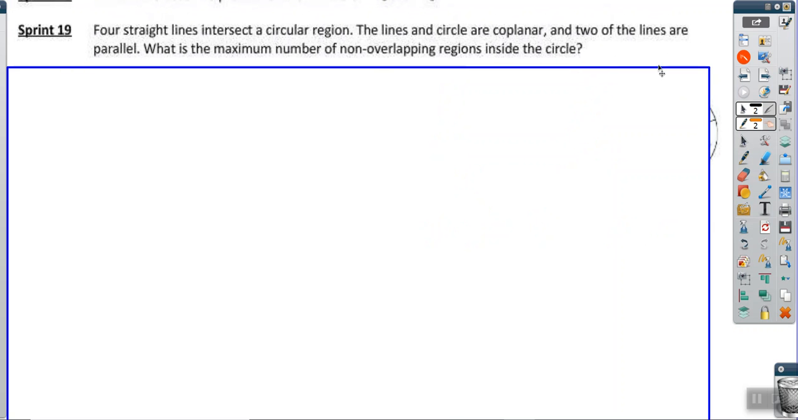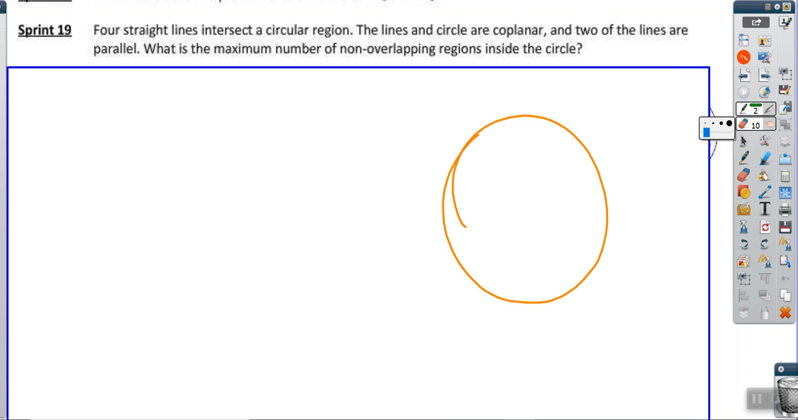All right, 4 straight lines intersect a circular region. So before I do anything else, I'm going to draw a circle. There we go. Get rid of that little tail. Okay, so we have a circle. We have 4 lines, and the lines intersect. Okay, the lines in the circle are coplanar. That simply means that they're flat.